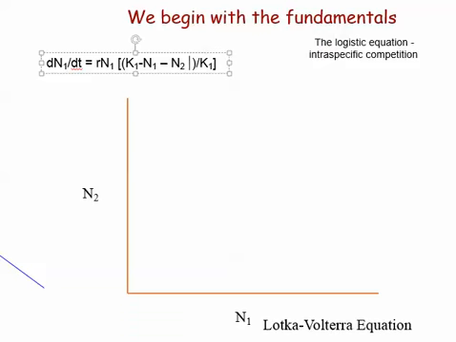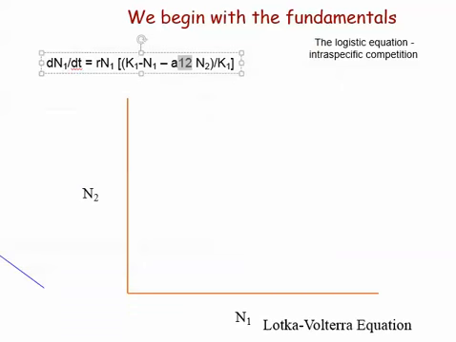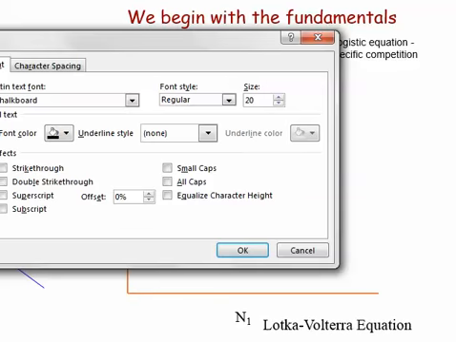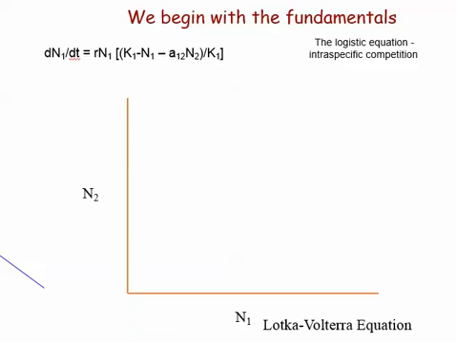But the effect of that second species might not be the same as the effect of species 1 on itself. And so we're going to scale that impact by a constant. We'll just call it A, and I'll put two subscripts under here, 1 and 2, but we're not going to worry about that designation very much. Just simply that the second species now can have an impact on the carrying capacity of the population.